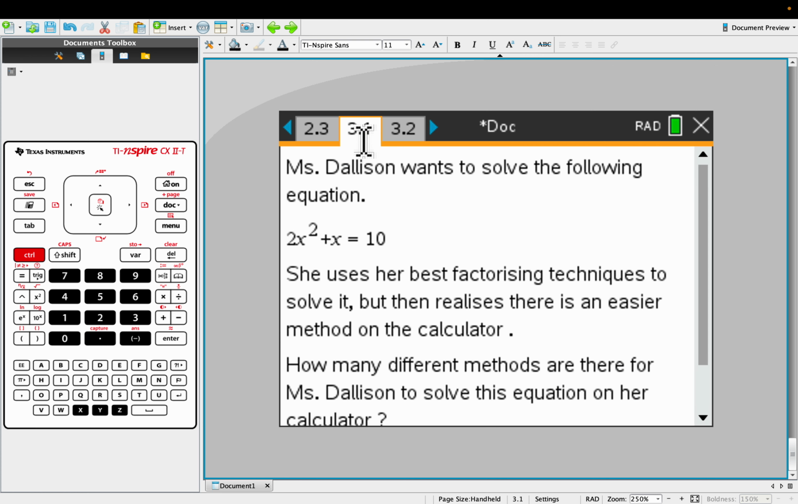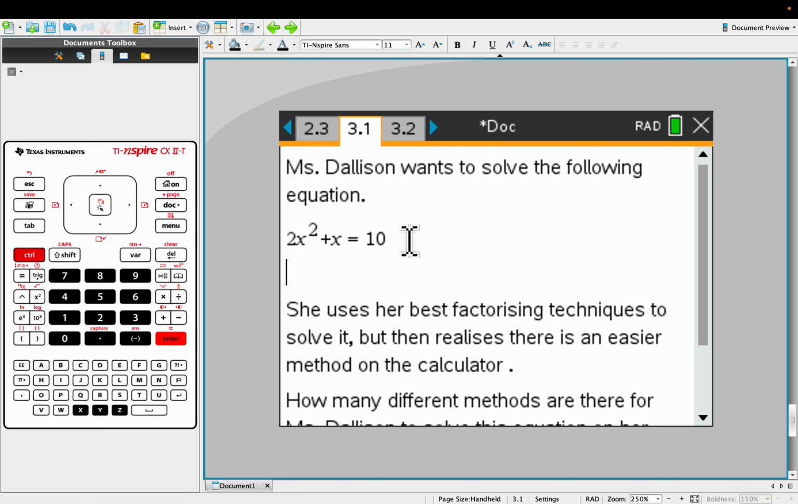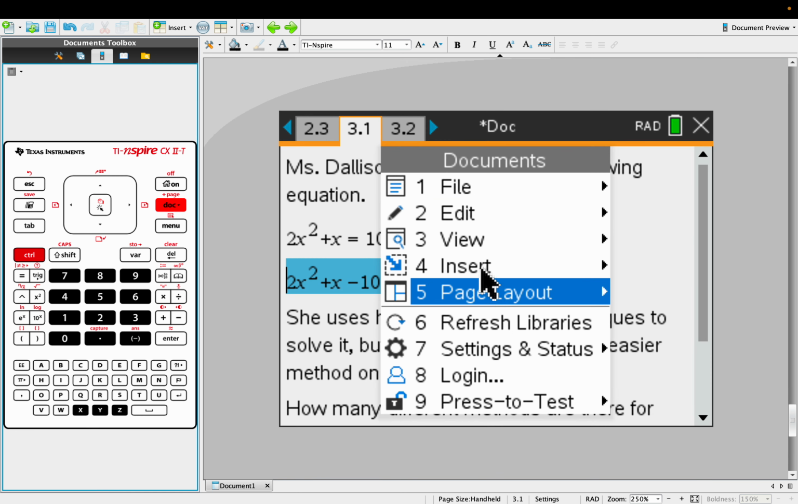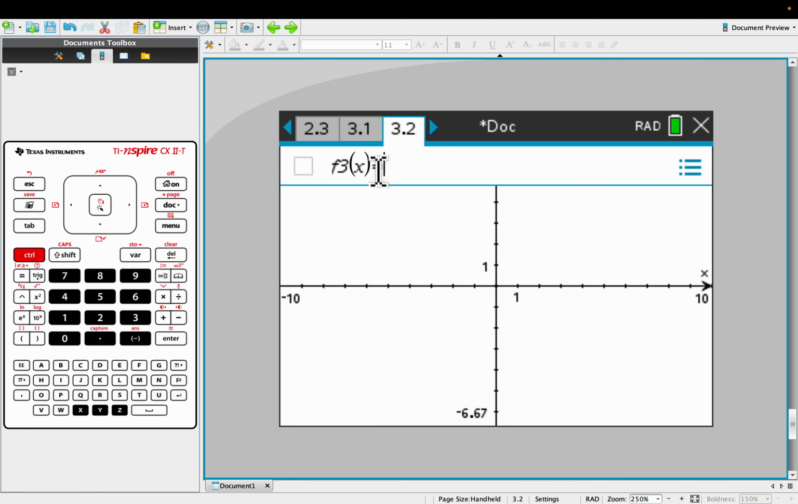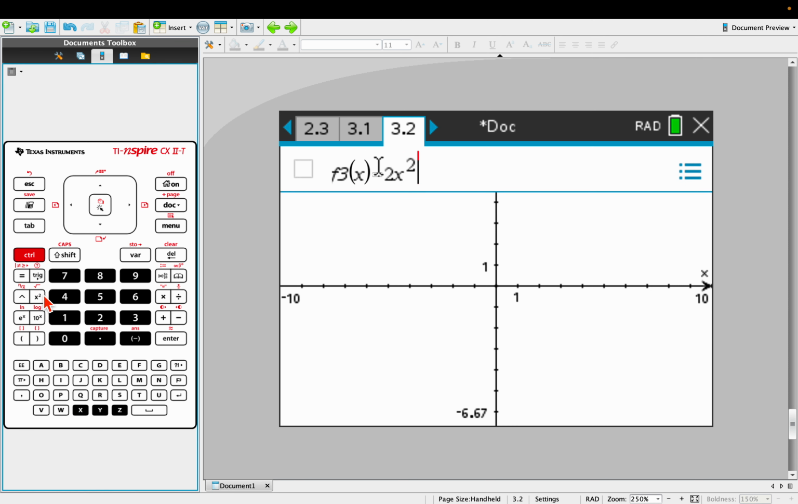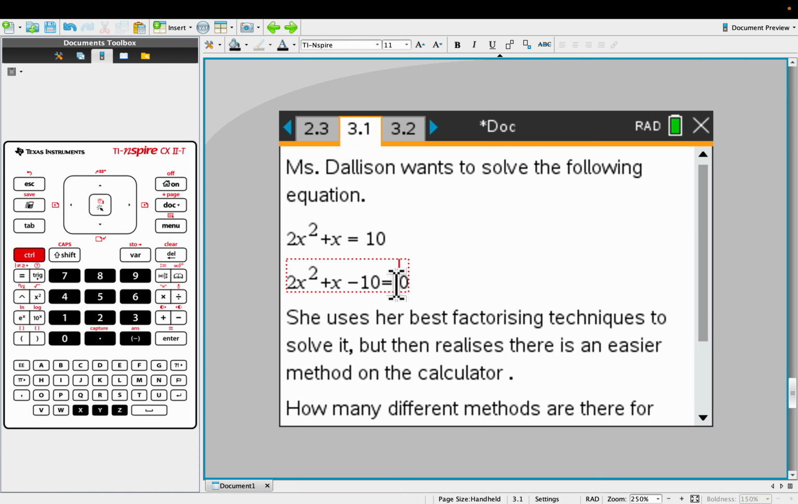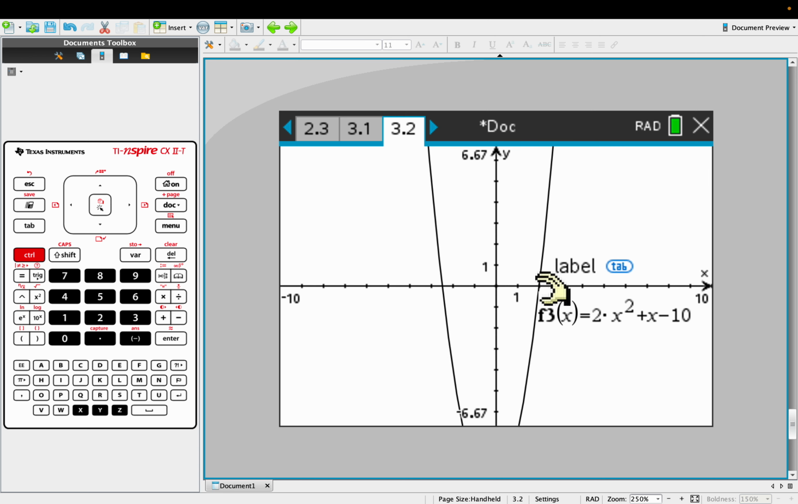Because if we go back to the question, with just a little bit of algebra, and only the tiniest bit, if we rearrange and bring the 10 across, can you see that we only need to type in one equation now? So let's go doc, insert another graph. And now I'm going to do 2x squared plus x minus 10. And now we can see that we want to solve where the graph equals 0, so where y equals 0. So in fact, we just want this point here and this point here.